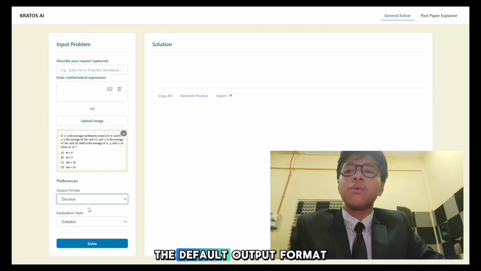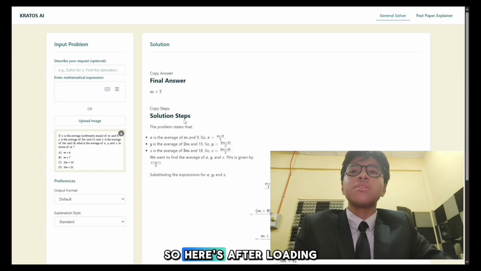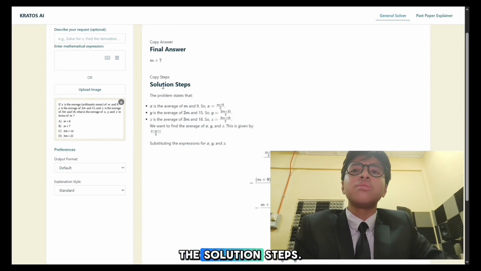First, let us use the default output format and the standard explanation style. Let us click solve and wait for a while. So here's after loading the answers. First, it will give you the final answer, m plus 7, and if you don't understand why it is m plus 7, you can look at the solution steps. So here's the solution steps.